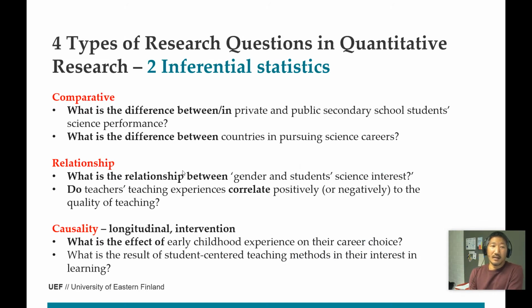All right, and the other three types of research questions are like these, and this is under the inferential statistics. The first one is comparative research questions. For instance, what is the difference between private and public secondary school students' science performance? So they compare the achievement between the private school students and the public school students and see if there are significant differences in terms of science, mathematics, or reading.